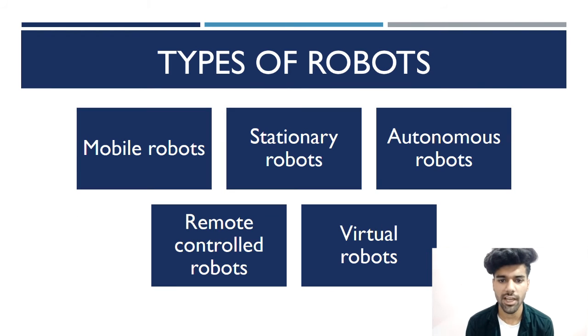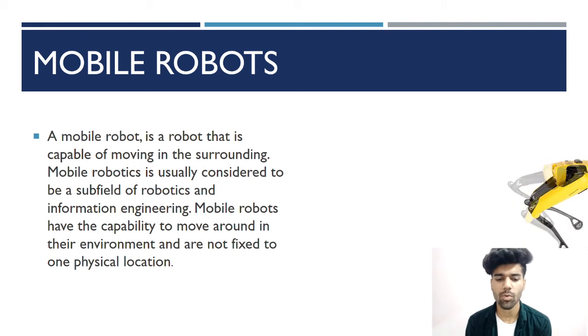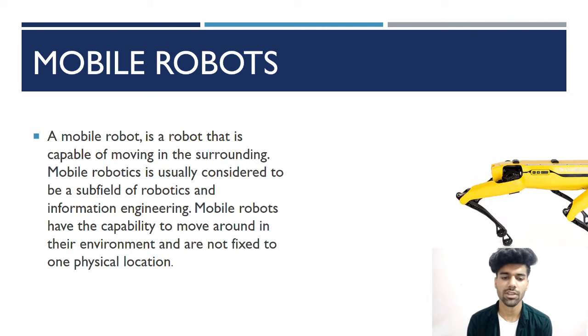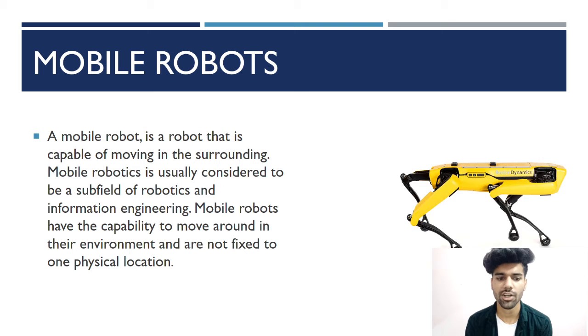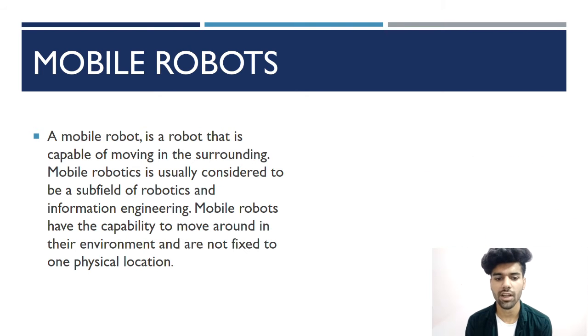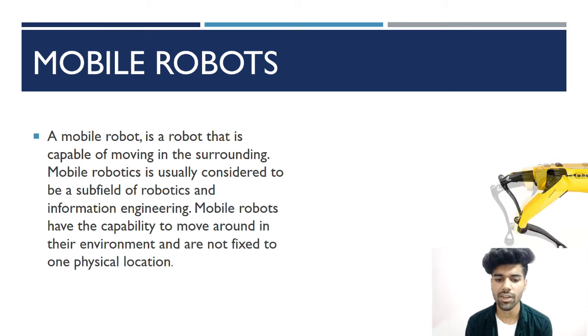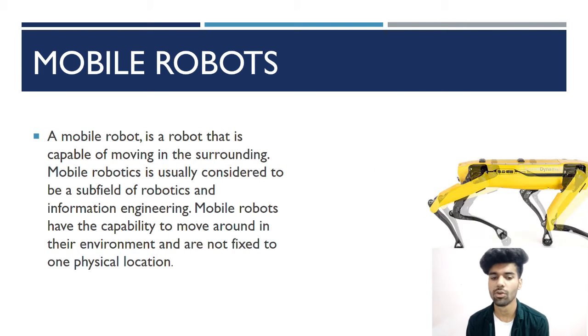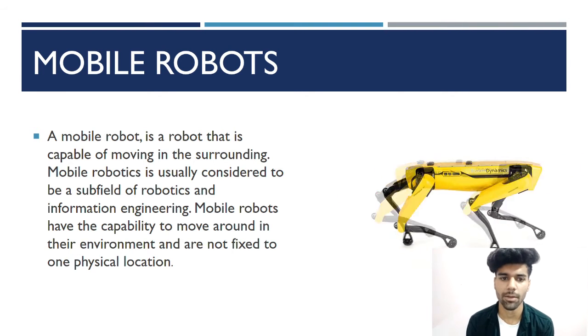Now coming to the types of robots, there are basically 5 types: mobile robots, stationary robots, autonomous robots, remote controlled robots, and virtual robots. A mobile robot is a robot that is capable of moving in its surroundings. Mobile robotics is usually considered to be a subfield of robotics and information engineering. Mobile robots have the capability to move around in the environment and are not fixed to one physical location.